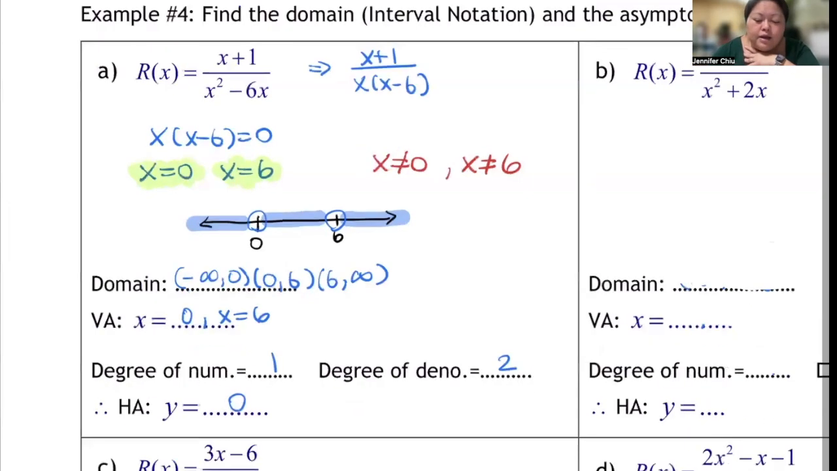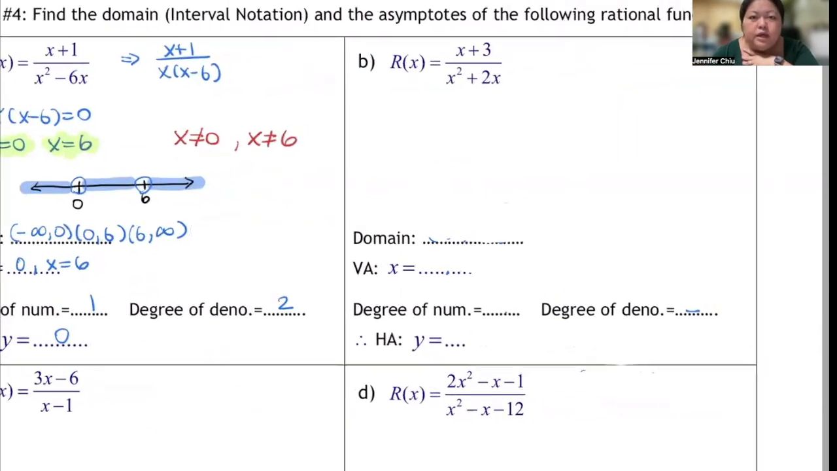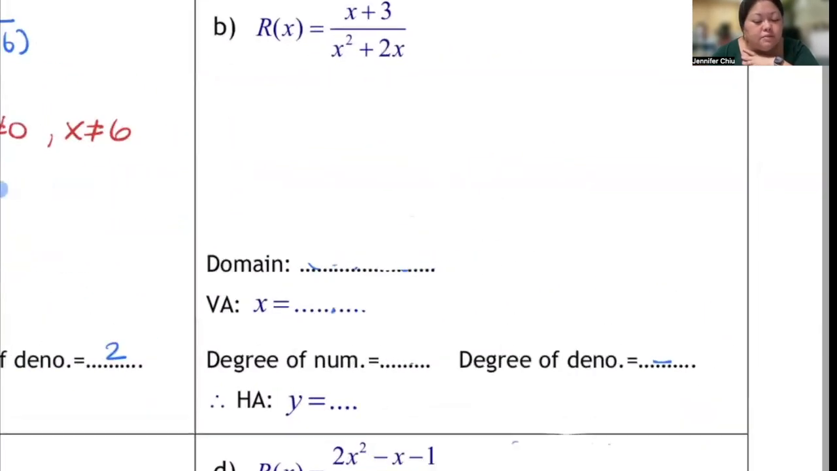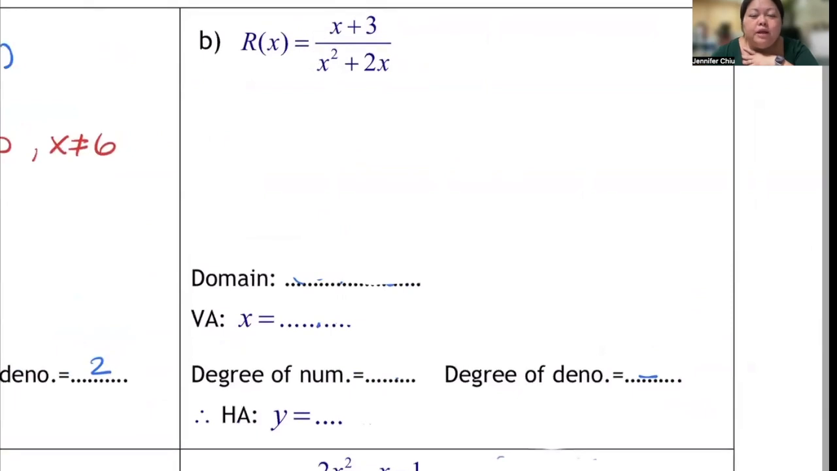Okay? All right. Now, go ahead and pause real quick. Try part B because it's very similar to part A. And when you are ready, press play so you can see the answer to this part.